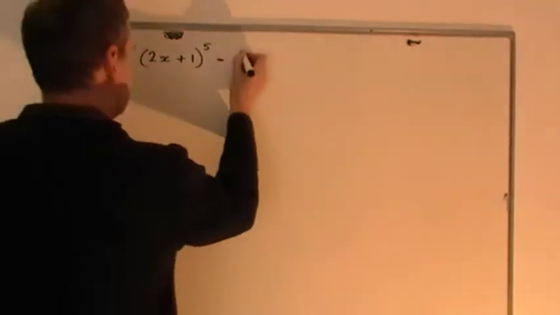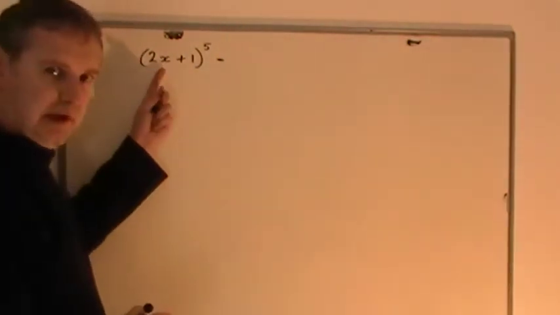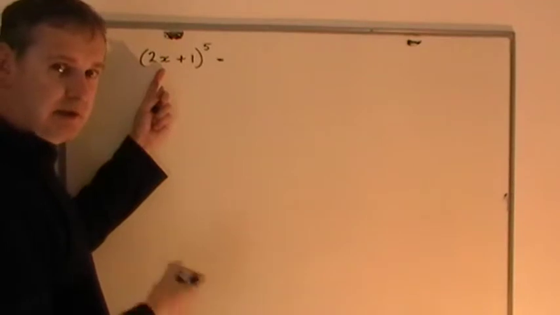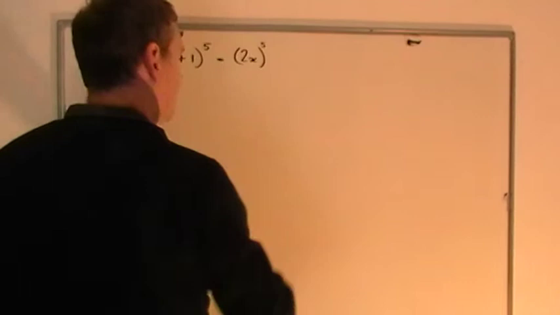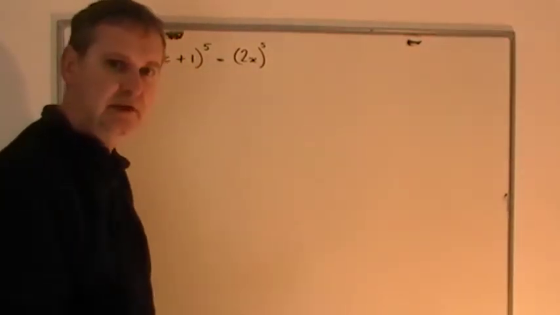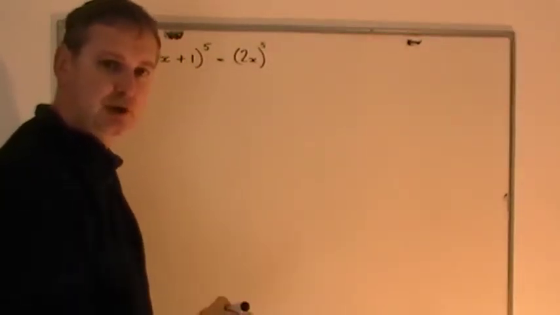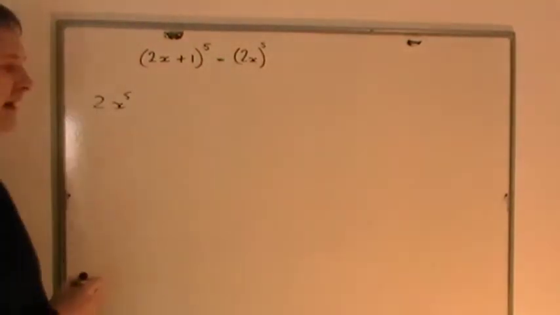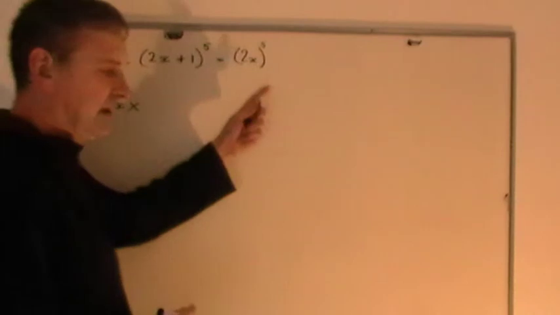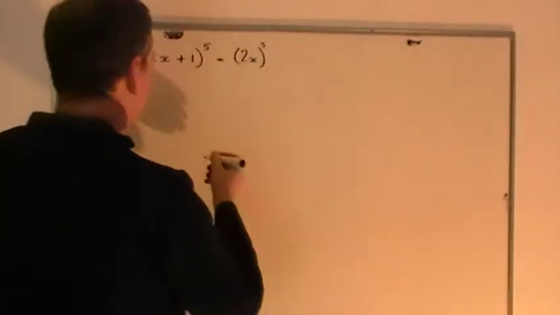So you take the first term. Now, you've got to take the whole thing. It's 2x raised to the power 5. So it's very important that you put the 2x inside a bracket and raise the whole thing to a power 5. So it's not 2x to the 5. It's not this. That's wrong. It's 2x all to the power 5.